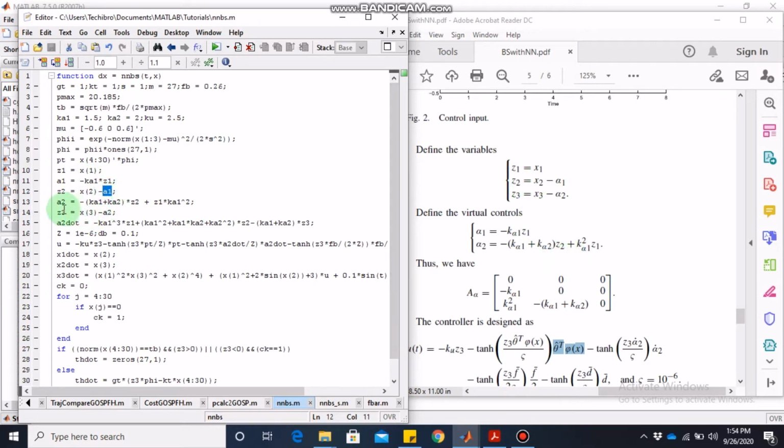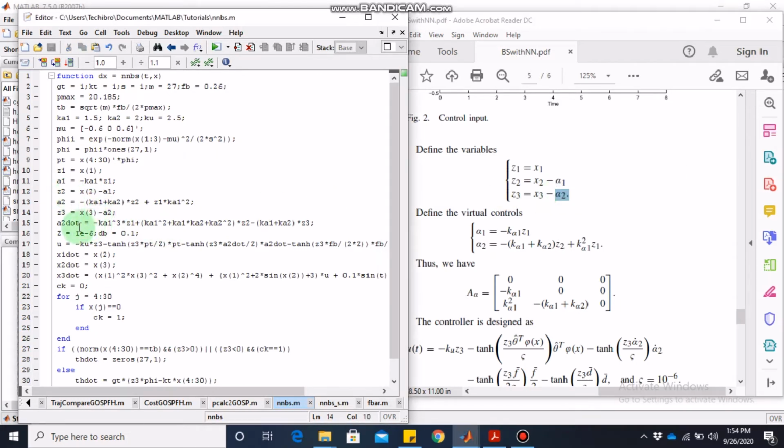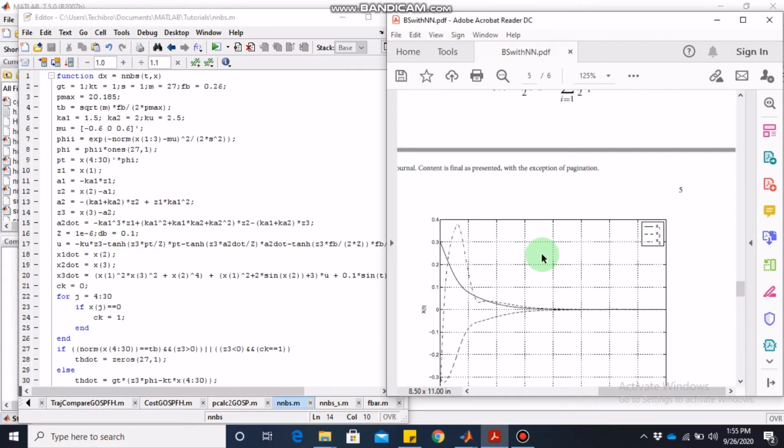So a2 has to come before z3 because z3 is using a2. So here this alpha 2, this is basically a2 in my code, and then there is something, this alpha 2 dot. So alpha 2 dot here, this is being used in the control. So alpha 2 dot is here.